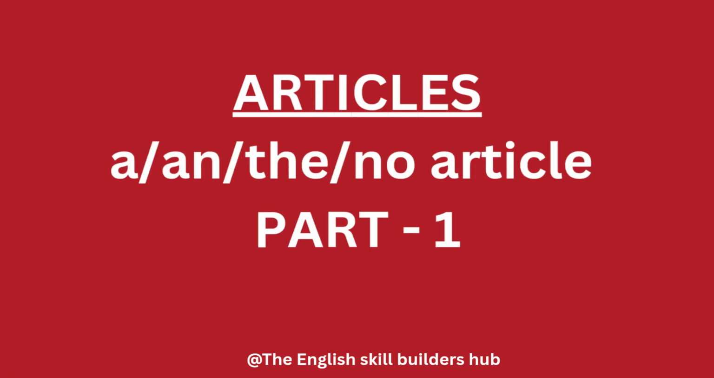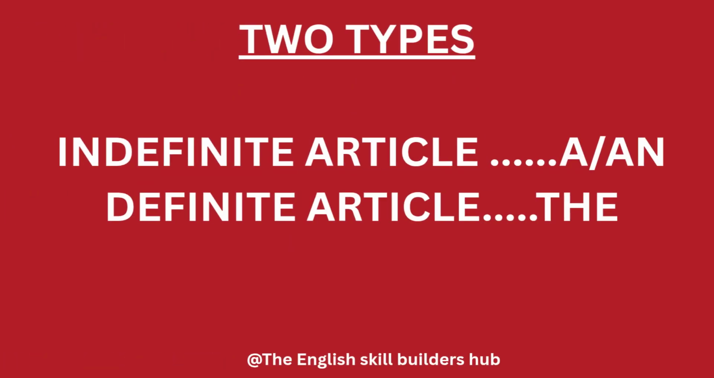Today's topic is articles. There are two types of articles. One is the indefinite article: a and an come under the indefinite article. And the next one is the definite article. The is the definite article.